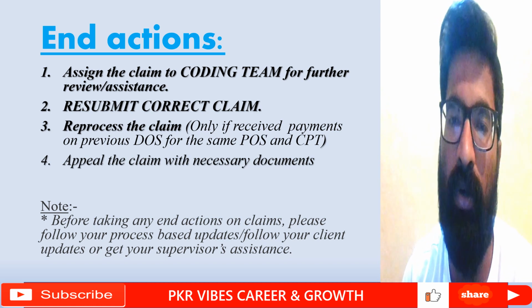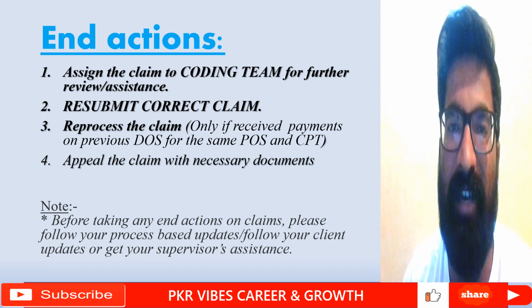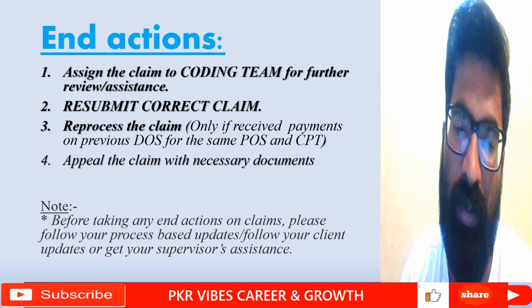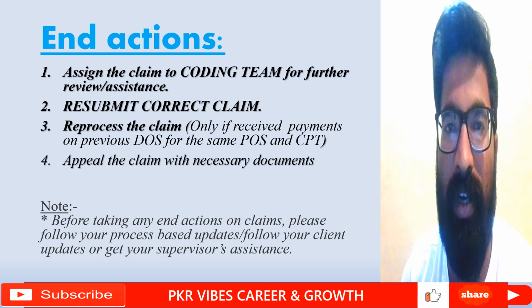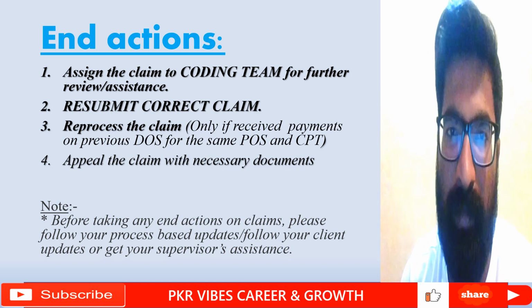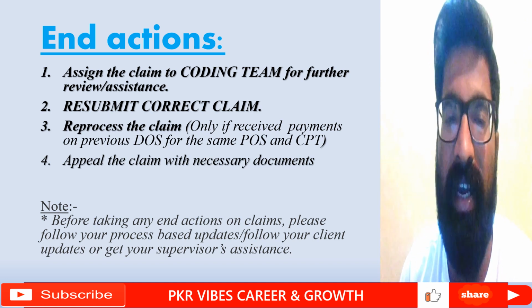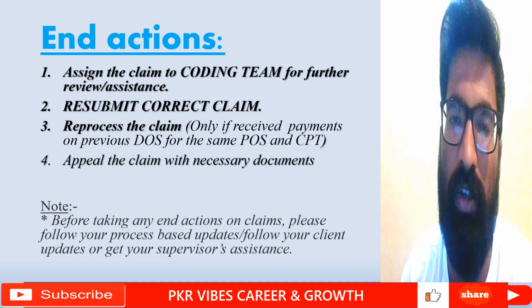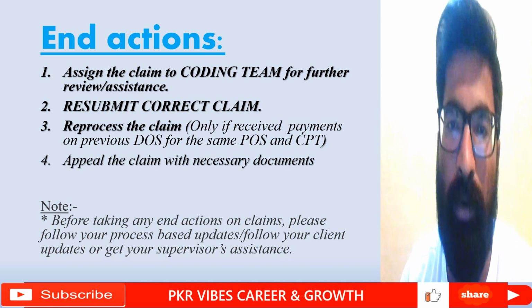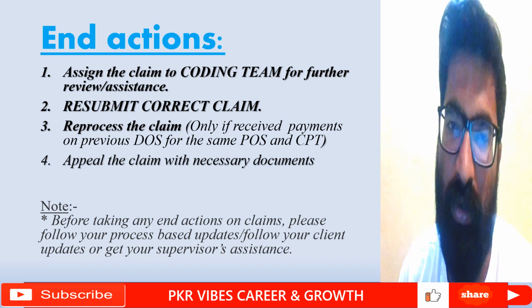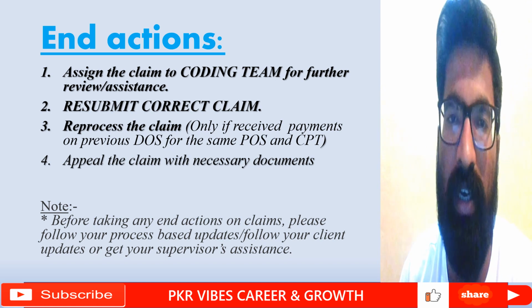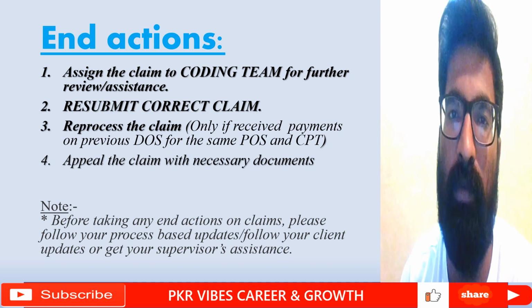And for example, your coding team gives a statement that whatever we coded initially was correct, so no modifications are required. If the coding team gives that statement, then as an AR caller, your job is to call the insurance representative again and ask them to reprocess the claim. You should mention something like this: we verified with the internal coding team, and the coding team stated that it is coded correctly, so could you please reprocess the claim? If the rep agrees, they will reprocess the claim over the phone call.